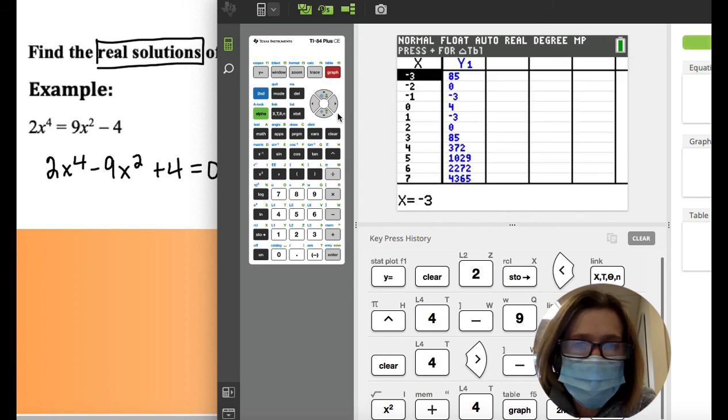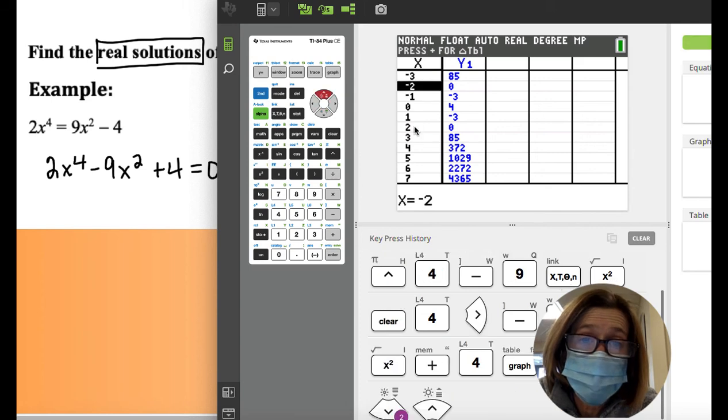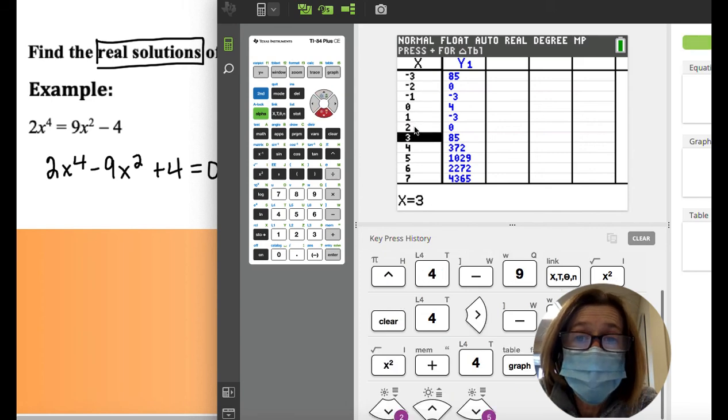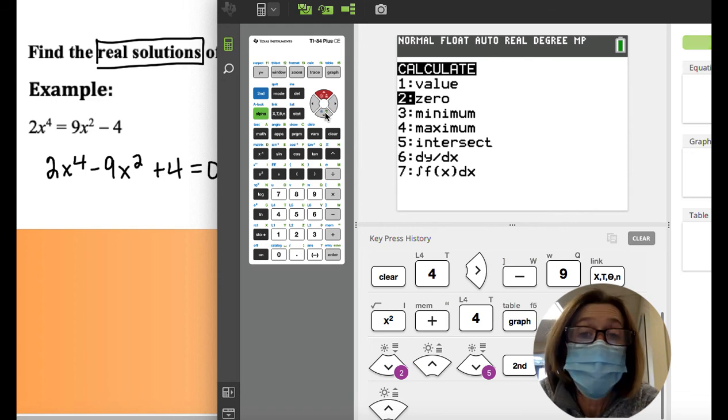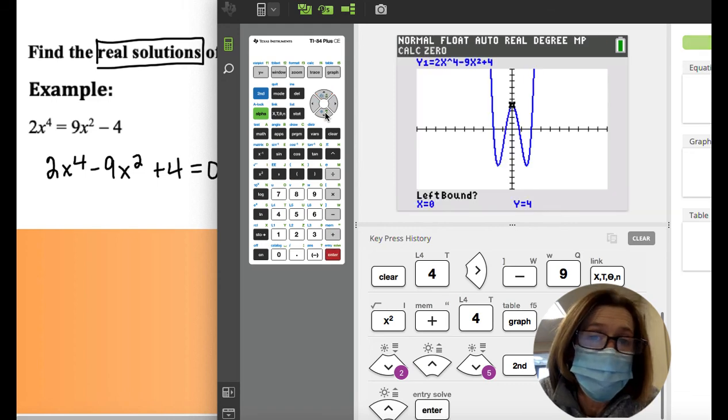And it appears that I have a 0 of 2 and negative 2. But there's a couple ways I can do this. I can go to my table, okay, and I can look wherever y is 0. So I can see right here that I have a 0 at 2, negative 2, and 2, okay? All right, now the other ones, it looked like they weren't exactly on the axis, so that means they're irrational.